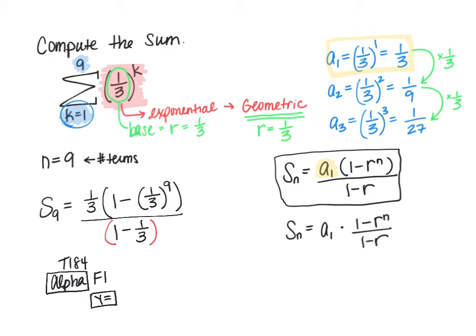So once you have inputted this expression, you should get a decimal answer of about 0.49997. And this is the approximate value of this summation. However, if you're working on ALEKS, ALEKS specifically asks for an exact answer written in fraction form.